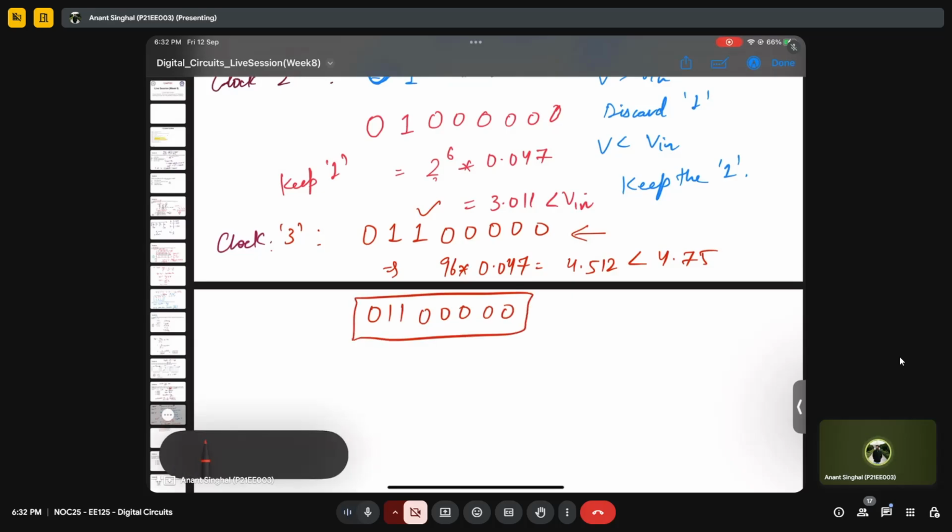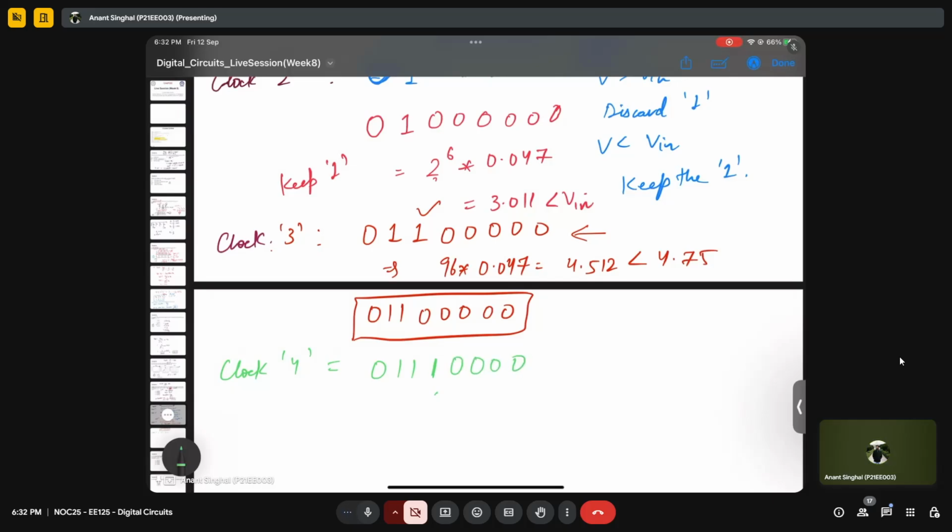And let's say if I talk about clock 4 also here. If the question would have said at the start of clock 4, then the answer would have been 0, 1, 1. Then this bit we would have changed to 1 and all the others as 0. So this is start of clock 4 and this is end of clock 3. Is this clear to everyone?